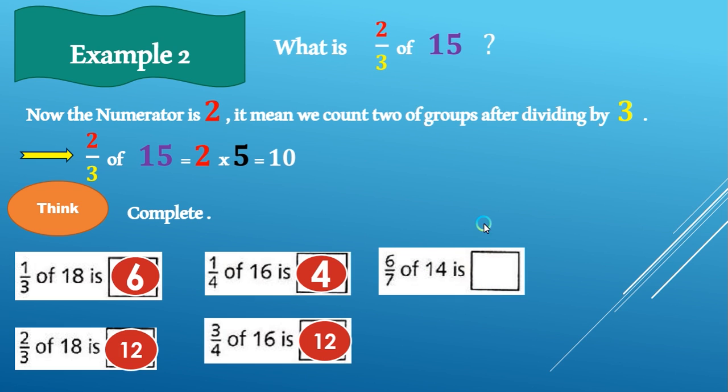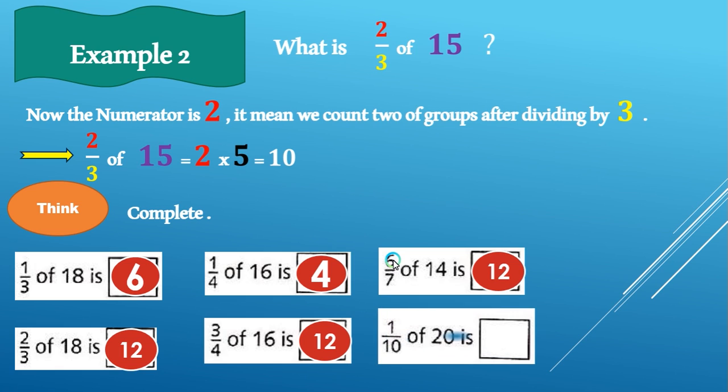And also I have 6 over 7 of 14. Are you thinking about this question? It's so easy. I just have to divide 14 by 7, which is 2, multiplied by 6 is 12. And the last example, 1 over 10 of 20. It's so easy here. I just have to divide 20 by 10. I will get 2.